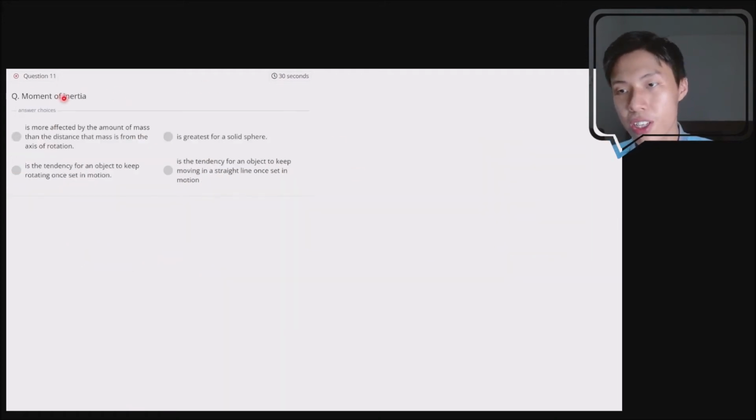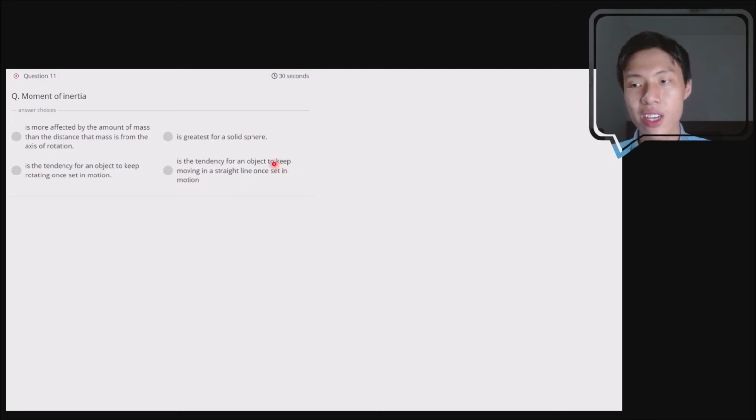Moment of inertia. The question asks whether moment of inertia is more affected by the amount of mass than by the distance that mass is from the axis of rotation. The options say moment of inertia is a tendency of an object to keep rotating once set in motion, that it is greatest for a solid sphere, or that it is the tendency for an object to keep moving in a straight line once set in motion.